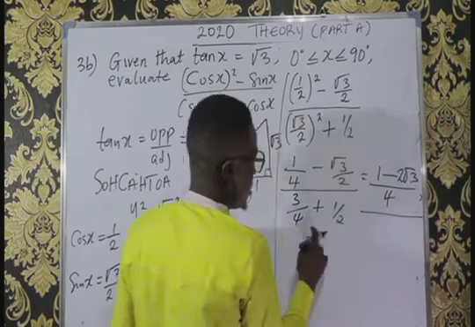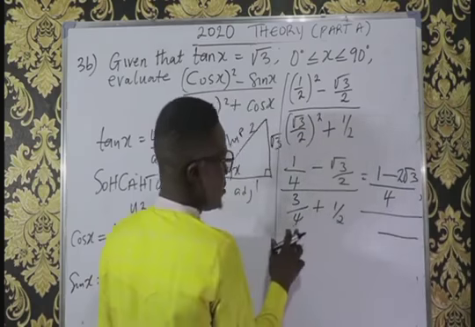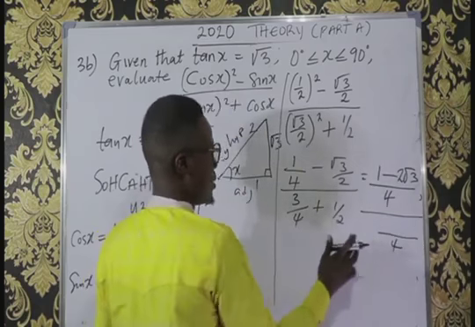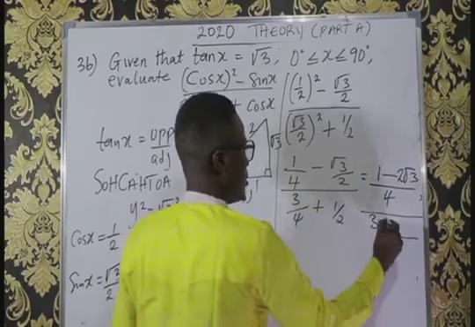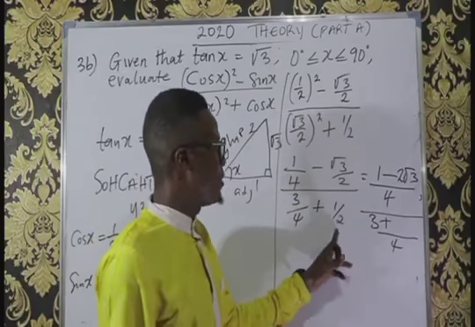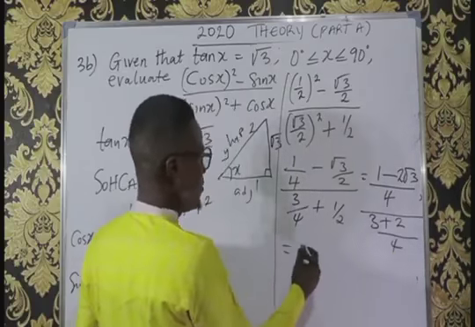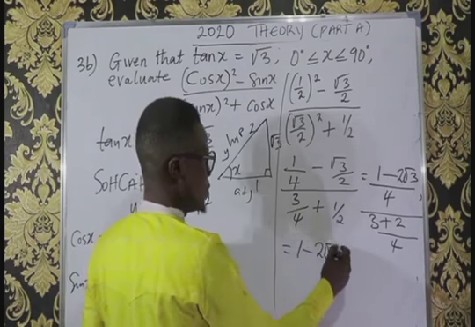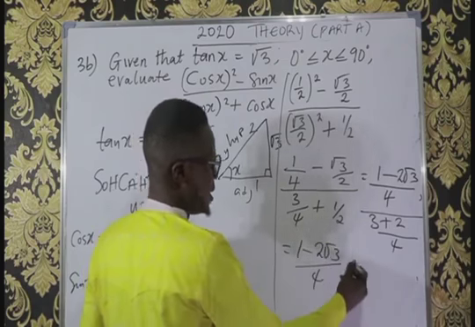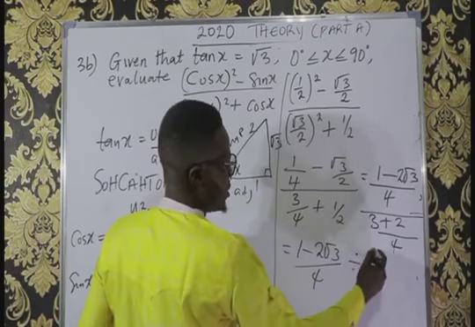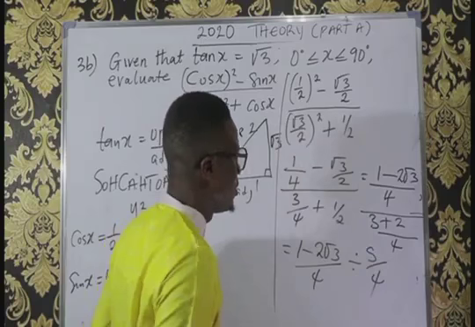I will come down here. The LCM of 4 and 2 is still 4. 4 divided by 4 is 1, 1 times 3 is 3, plus 4 divided by 2 is 2, 2 times 1 is 2. So this will give me 1 minus 2√3 over 4, divided by, this line here is division, 3 plus 2 is 5 all over 4.